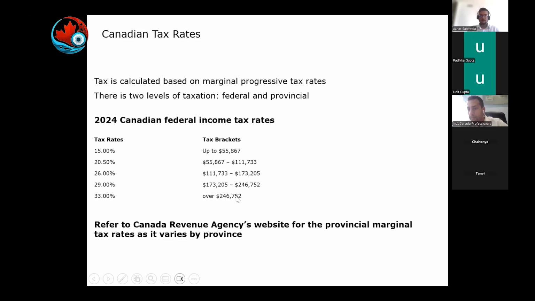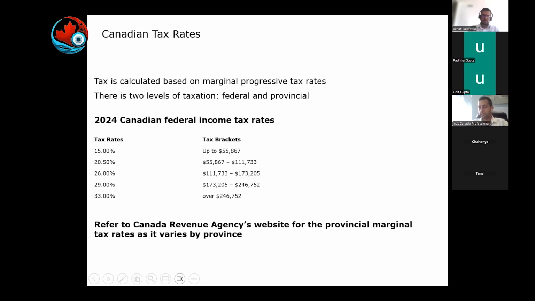Let's say you are earning taxable income in excess of 246,000, you would be subject, in Ontario, to a 53.5% combined federal and provincial tax rate, which is the highest tax rate based on your income levels.